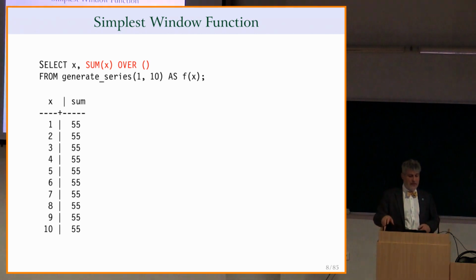Here is our first window function. Effectively, the reason we know it's a window function is because it uses the word OVER.